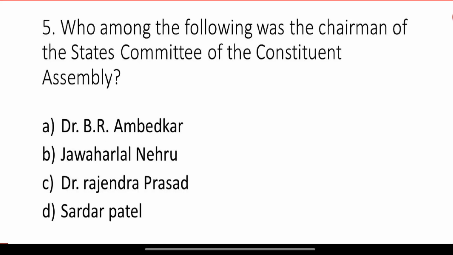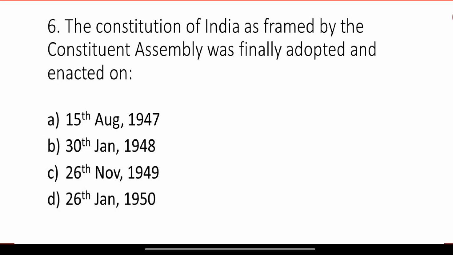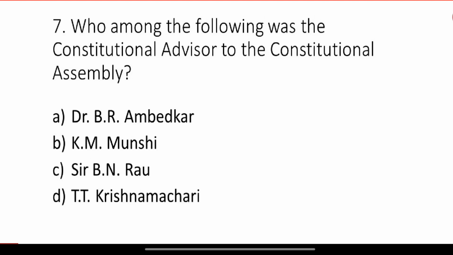Who among the following was the chairman of the States Committee of the Constituent Assembly? Jawaharlal Nehru. The Constitution of India as framed by the Constituent Assembly was finally adopted and enacted on 26th November 1949. Seventh question. Who among the following was the constitutional advisor to the Constituent Assembly? Sir B.N. Rao.